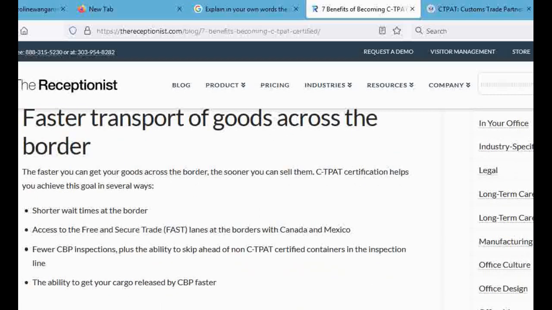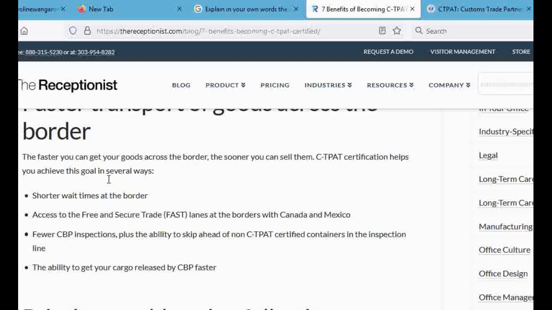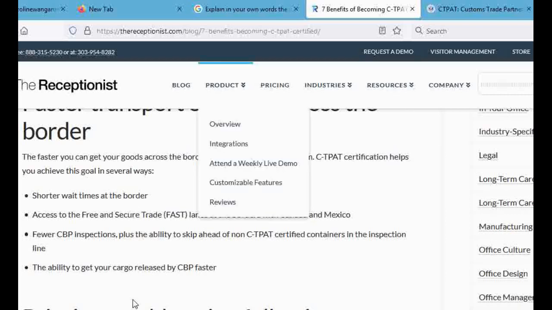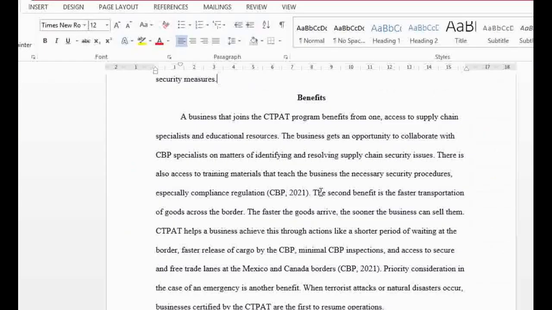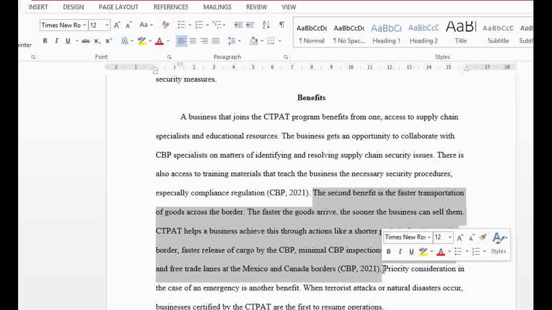It's faster because of shorter wait times at the border, access to free and secure trade lanes, the ability to get your cargo released faster. So I gave that explanation, and I want us to focus on the connection between my point and the explanation. So let's go back to reading the second benefit. The second benefit is the faster transportation of goods across the border. I'm just going to highlight it right there. So this is the second benefit. I want you guys to see the connection between my sentences.